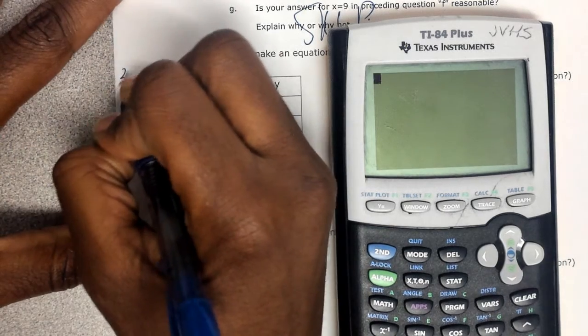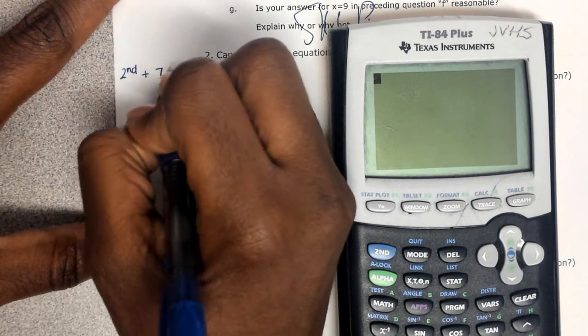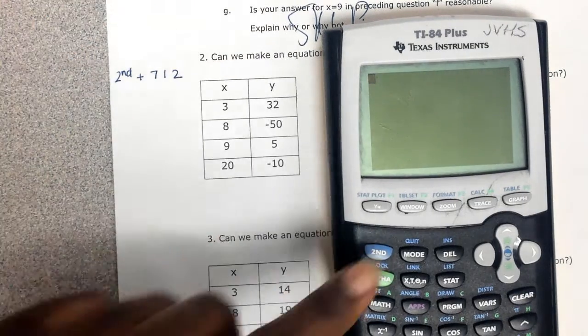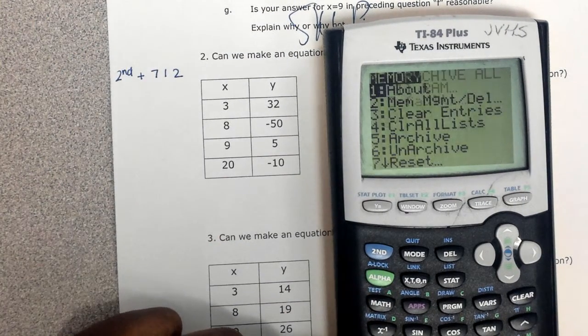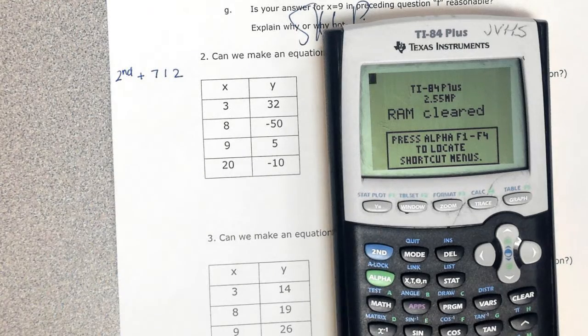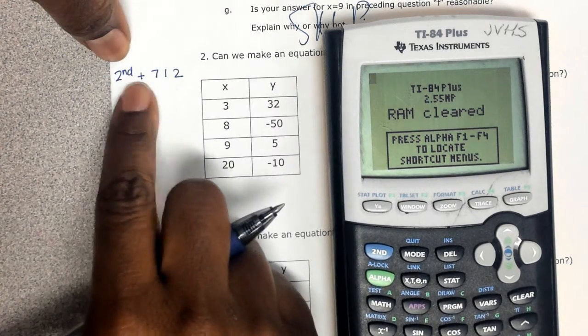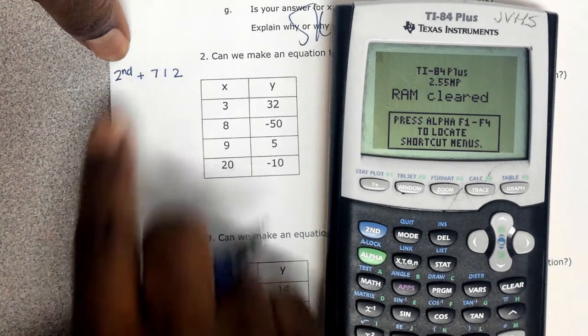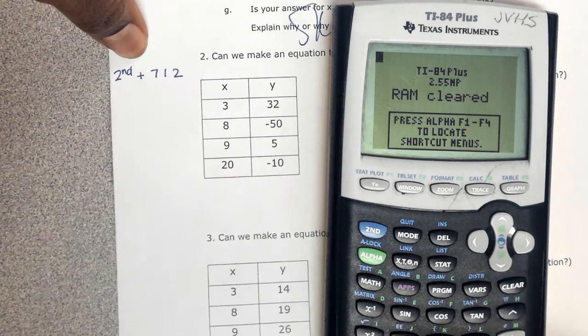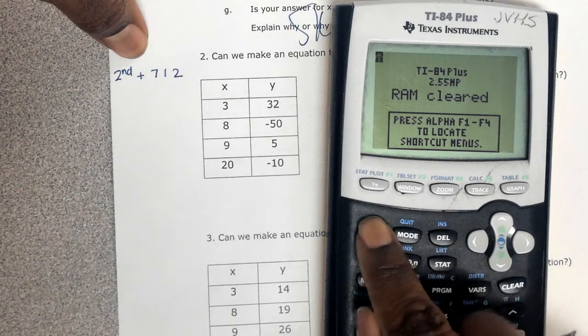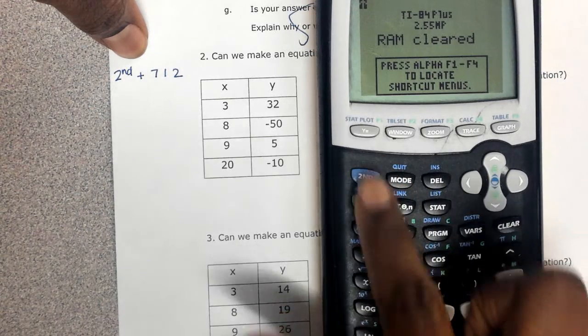First, clear your calculator. Second, plus 712. Always clear it. Some things you will know how to do, some things you will not know how to do, okay? So first, clear your calculator. If it didn't work the first time, try it again. Second, plus 712. Now you're going to press second, which is the blue button, and then 0.